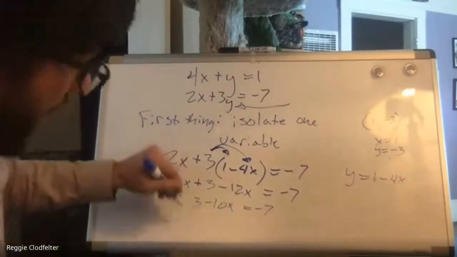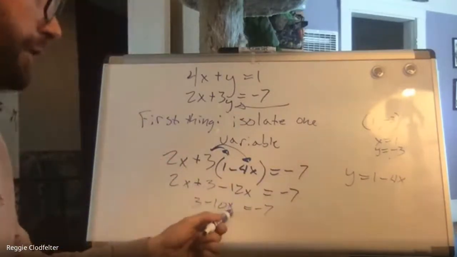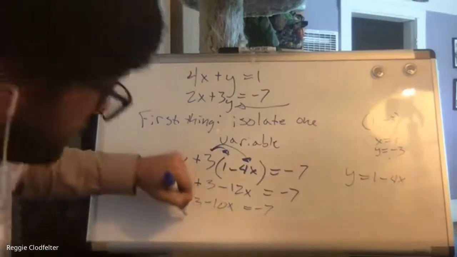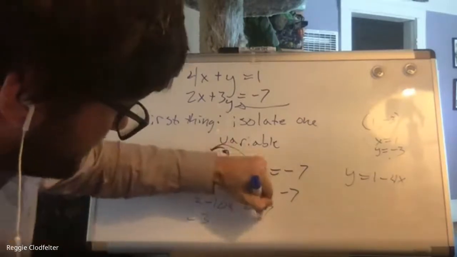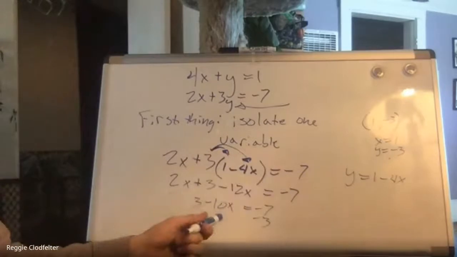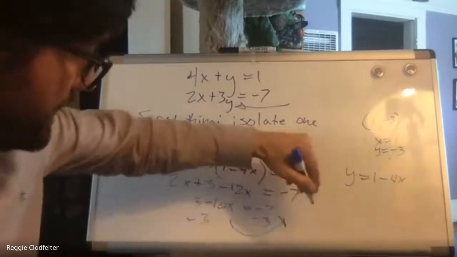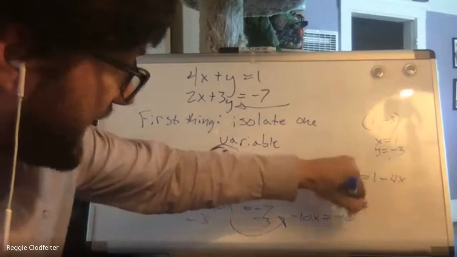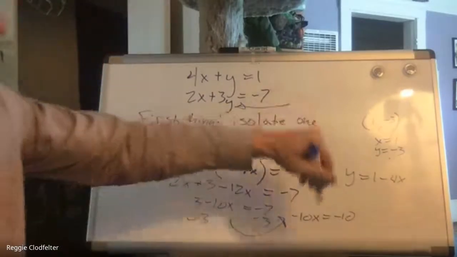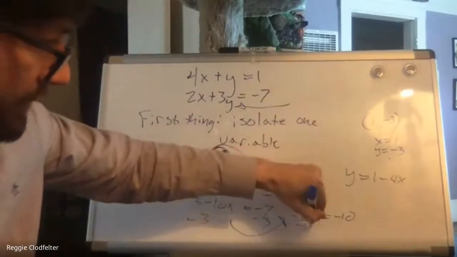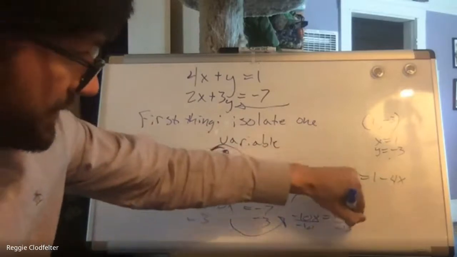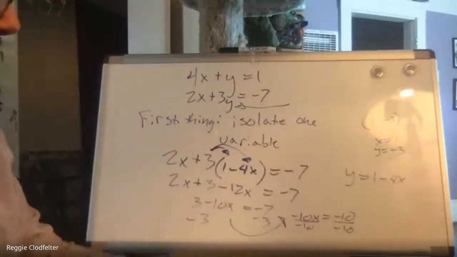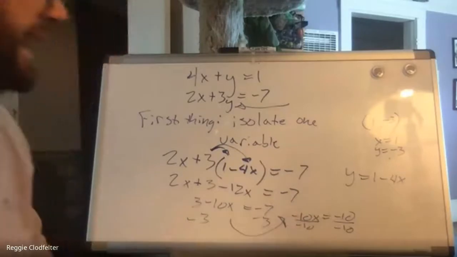Now, remember I'm trying to solve for x. I want to get x alone. So I'll subtract 3 from both sides. That's going to give me negative 10x equals negative 10. I can now divide both sides by negative 10 to get x alone. What's negative 10 divided by negative 10?